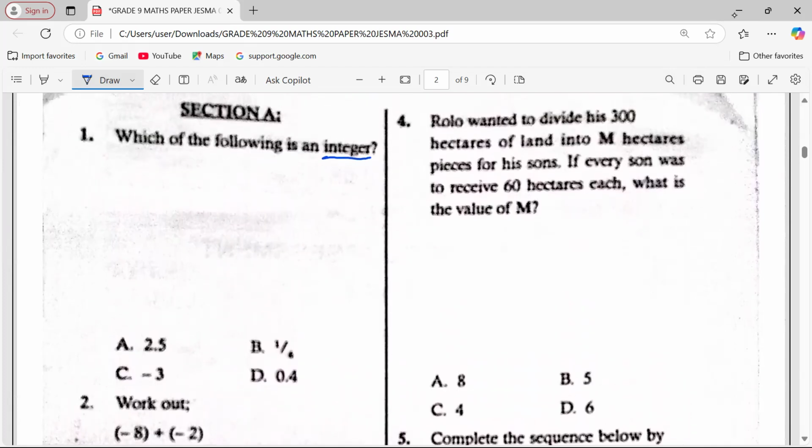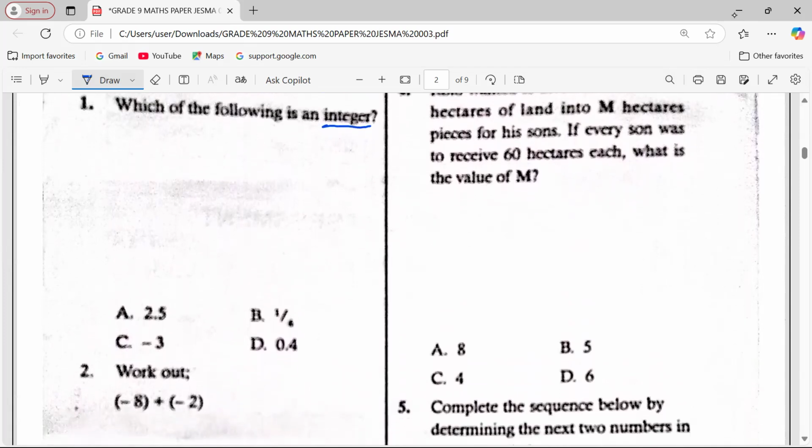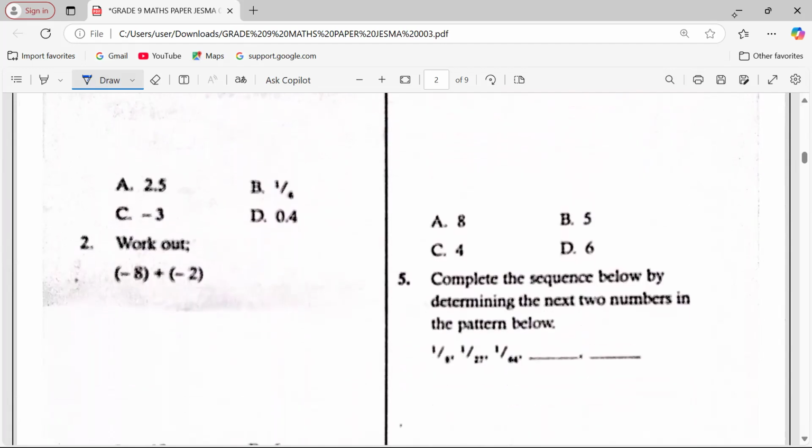Therefore, in the list of integers, we can only eliminate decimals and fractions. Whole numbers, 0 included, are integers. So we eliminate A, we eliminate B, because A is a decimal, B is a fraction, and D is also a decimal. So we remain with C only, and that becomes our correct answer. It's a negative number, but it's a whole number anyway. It's not a decimal, it's not a fraction.